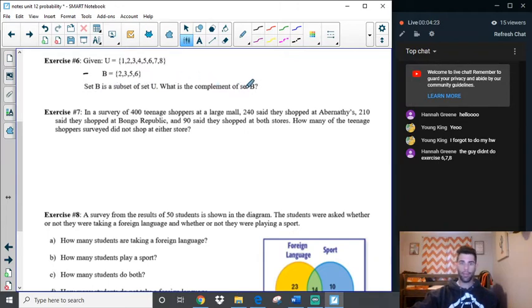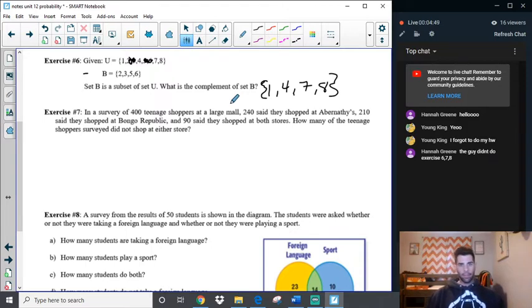What is the complement of set B? So if B has 2, 3, 5, and 6, if I get rid of 2, I get rid of 3, I get rid of 5, I get rid of 6, what's left? Well, what's left is the complement, or the answer. And that would be 1, 4, 7, and 8. And that's it. So that's how you find the complement of anything.